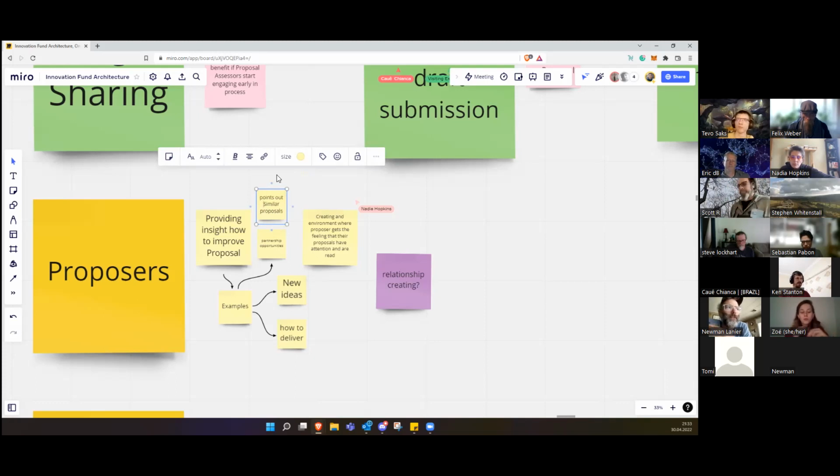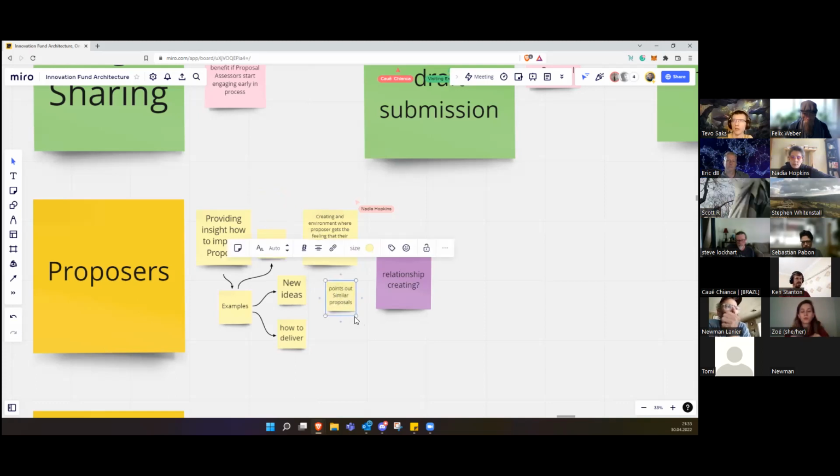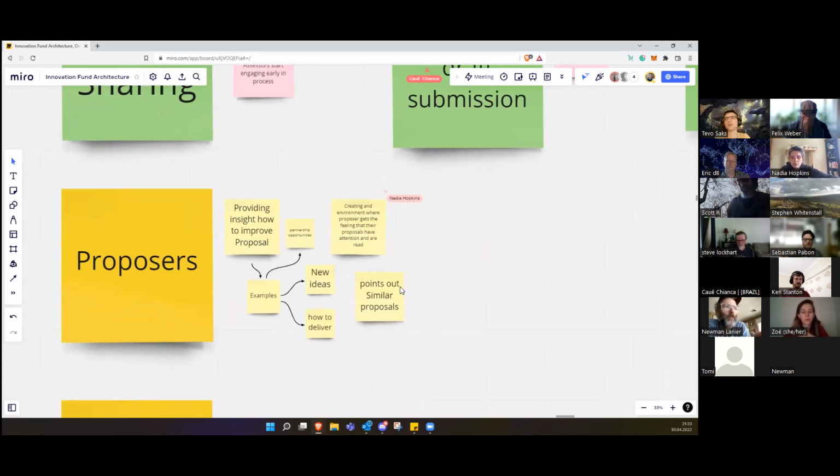So yeah, that's just what I meant by that. It was just sort of an idea. I'm gonna delete that sticky, but it points out similar proposals. So that is kind of relationship creating, when you as an assessor go to a proposal, give an assessment, and then go on to another and think, oh, this is something I just read about, a similar idea, and you put it into the assessment, and that already starts creating the network.